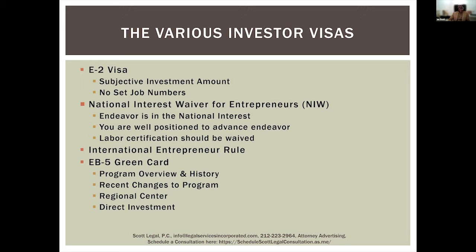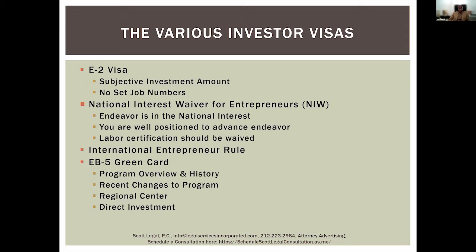So now, another interesting thing in terms of recent changes to the program and its history is that when the last administration was in office, they increased the investment amount. We're going to talk about, on the next slide I believe, how much you have to invest for this particular visa. Now, the last administration increased the investment amount from $500,000 to $900,000. So up until just before June of 2021, the requirement was that you had to invest 900,000.